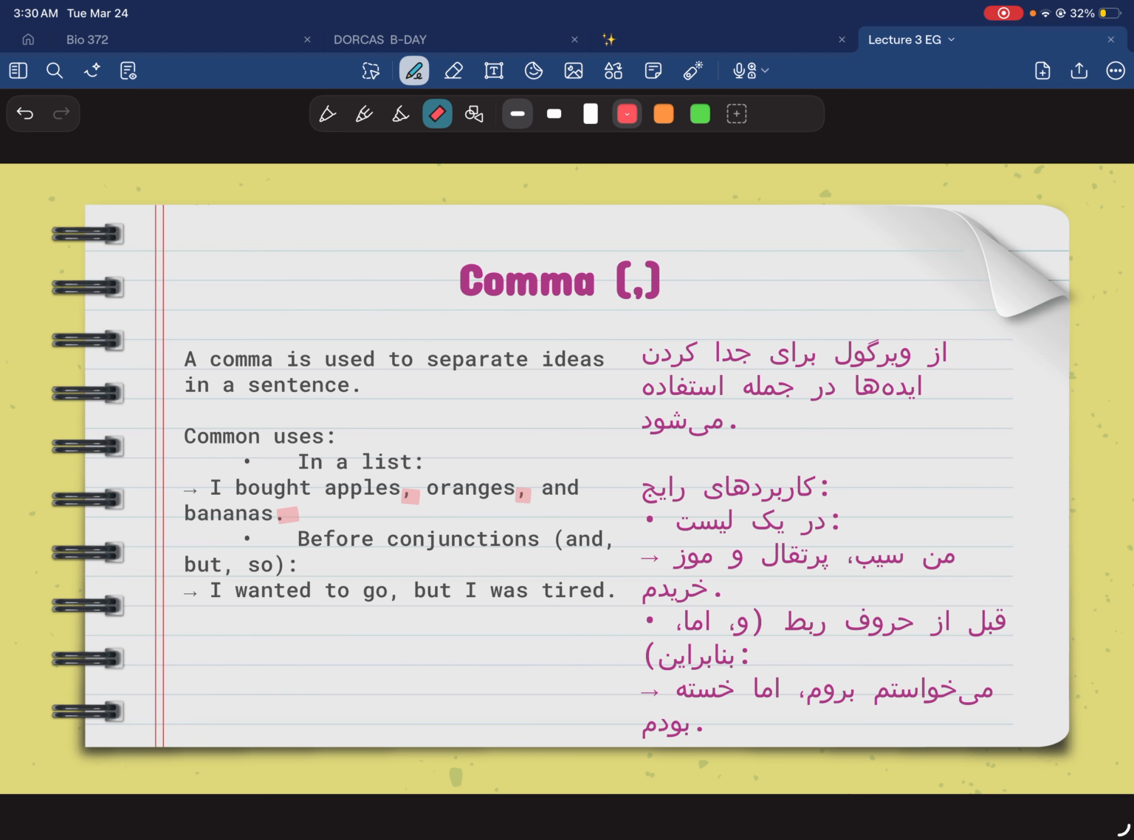So this helps separate it. It helps create kind of like a pause. And this is the two sentences, more common uses of commas.